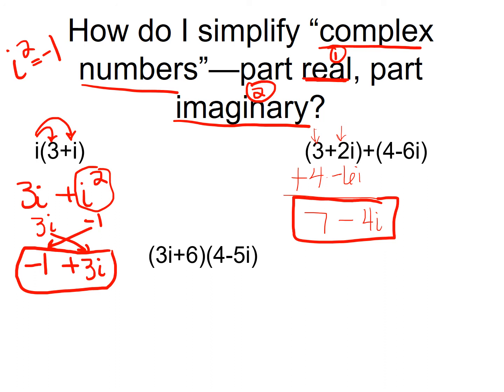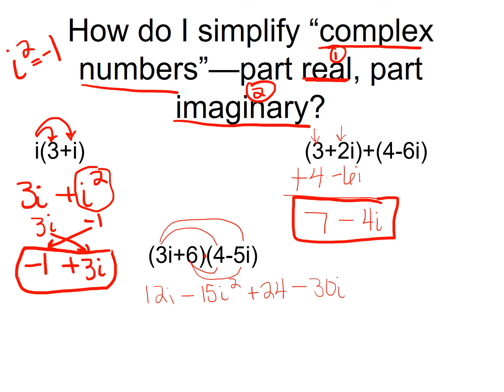And this is 2 complex numbers getting multiplied together. So we're saying 3i plus 6 times 4 minus 5i. So we would have to FOIL. So we need to take 3i times 4, which is 12i. We have to take 3i times 5i, which is going to be minus 15i squared, because my 5 was negative. And now we need to take 6 times 4, which is a plus 24. 6 times a -5i, which is minus 30i.